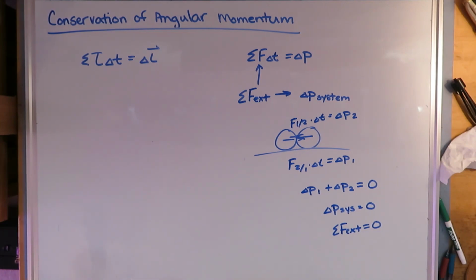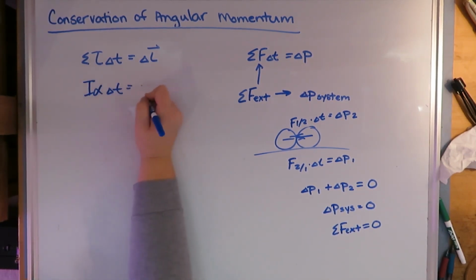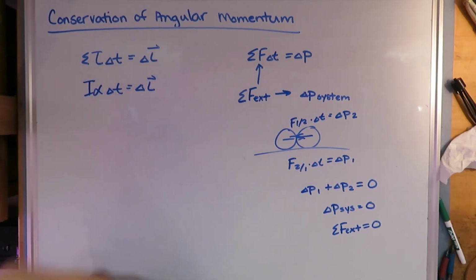The same thing is kind of true for angular momentum. The difference here, though, is that we can have multiple objects or single objects that we're looking at, because our net torque is going to be I times alpha, times our change in time, is equal to our change in angular momentum.